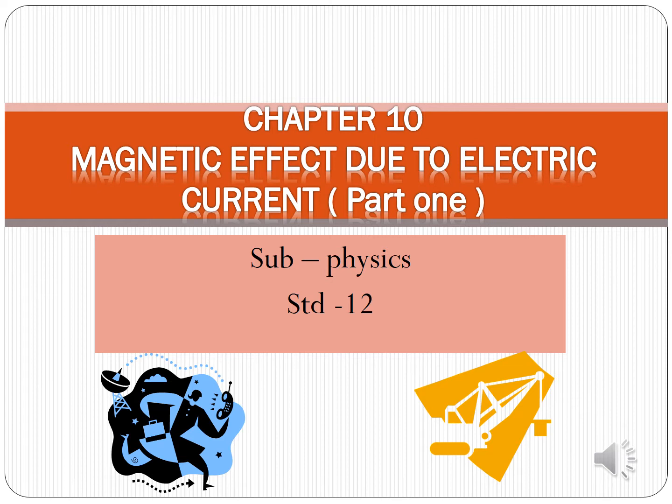Students, today we are going to begin chapter number 10, which is Magnetic Effect Due to the Electric Current, Part 1. In this chapter, you will be studying how magnetic fields are produced by an electric current, and the important foundation for further developments will also be laid down.